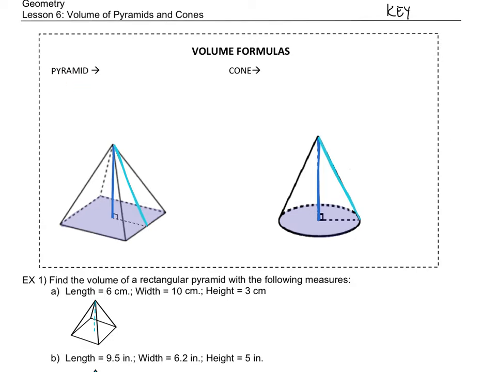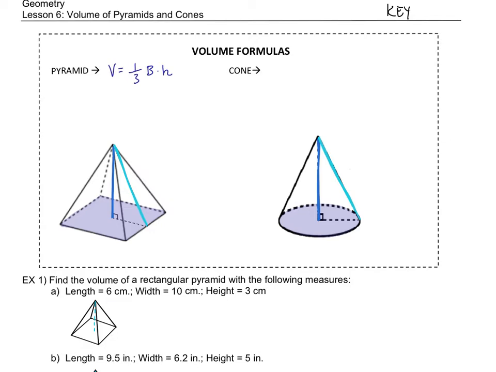So the volume of a pyramid is actually going to be 1/3 times b times h. So it's a little bit different from our other two shapes of prisms and cylinders. It's not just b times h, it's going to be 1/3 of that. So keep in mind that b is going to represent the base area here.